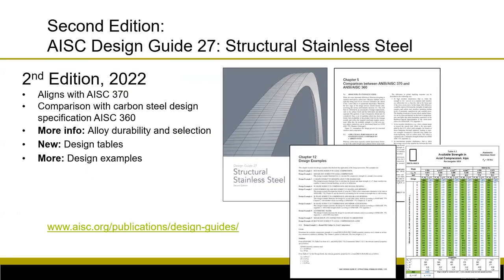And the third document in the trilogy from AISC is the second edition of the Design Guide 27. So this becomes really like a steel construction manual accompanying the specification. And it has more information on alloy selection. It does a comparison of stainless and carbon steel. It has design tables, lots of them. It's like 400 pages long or something. And it has design examples also. You have to pay for this, $60 from the AISC website.